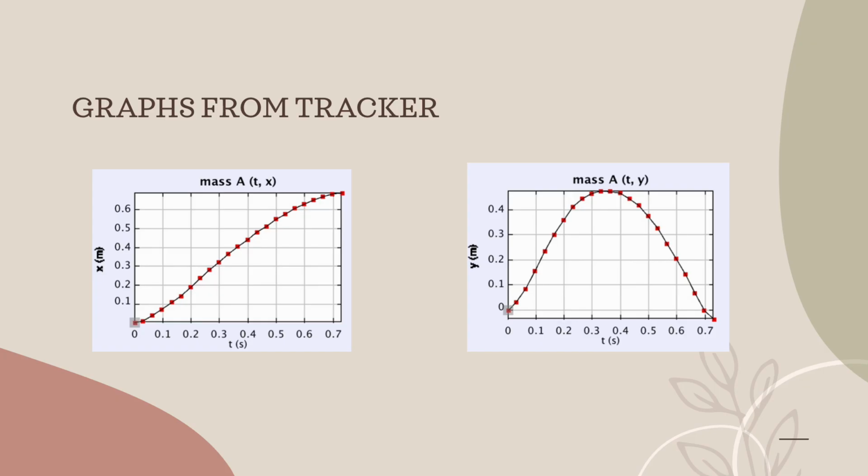And these are the graphs we received from Tracker after analyzing that video. On the left, we have the X position with respect to time, and you can see that it's moving in a relatively straight line, increasing because the ball is moving from one side of the screen, the left side, to the right side. And on the rightmost graph, you can see the change in position of the Y with respect to time, and you can see that it's moving in the same shape as the paper ball did because it's going up and then back down.